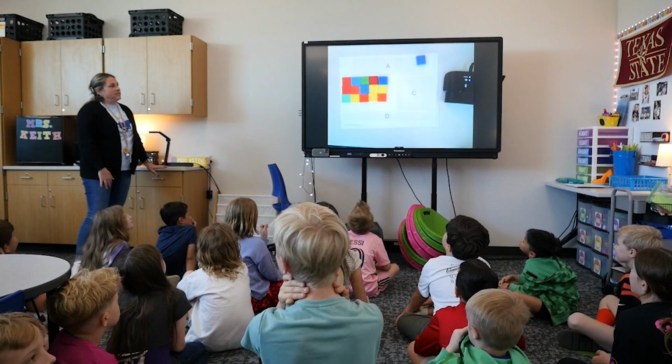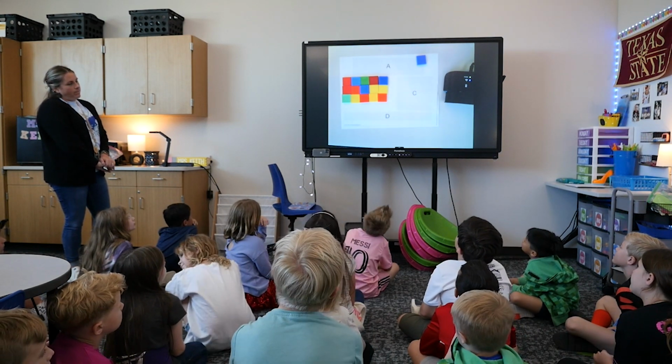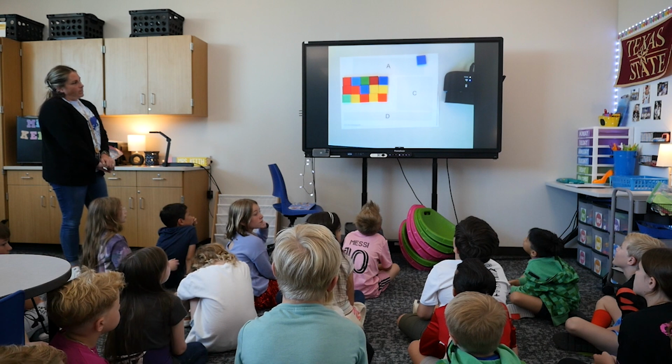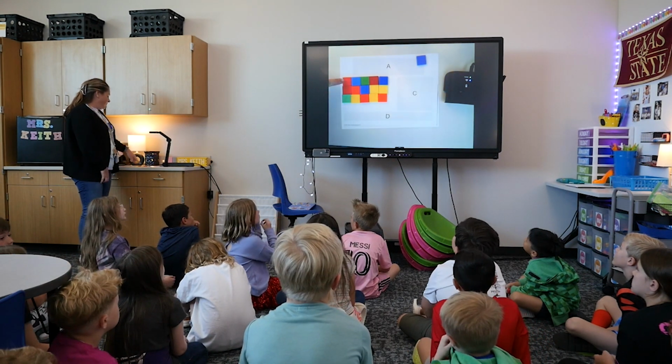How could you count this one, Wyatt? 3 times 5. Okay, so Wyatt did 3 down, 5 across. Good.